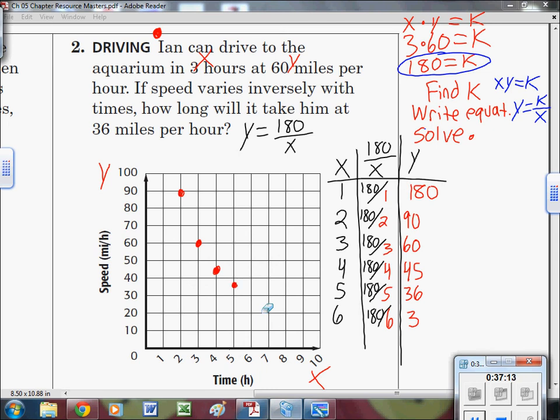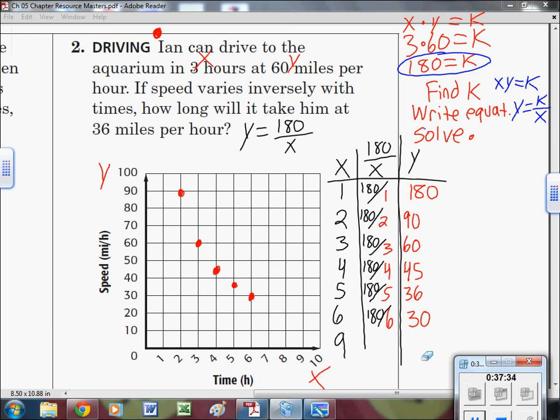5, 36. So if you have 5 hours, go up to 36. 36 is a little more than halfway between 35 and 40, so a little more than halfway if you can do that, best you can. And then if you have 6 hours, you got to go. Oh, that's a 30. So that's what I mean by the reasonable answers that happened again. So 30. So if you have 6 hours, you got to go 30 miles per hour.